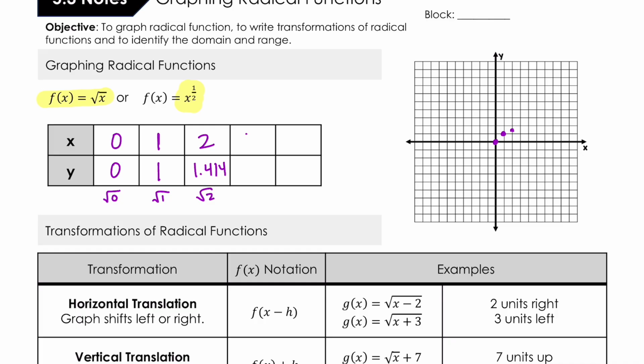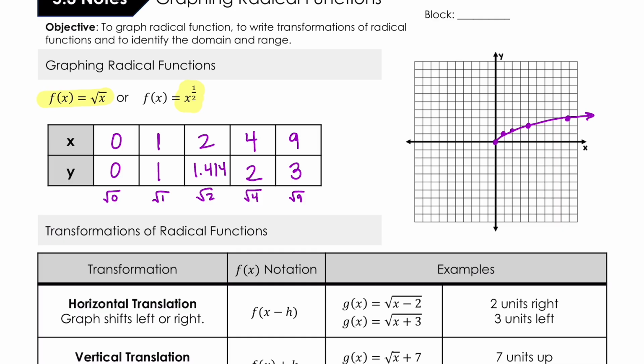So for example, 4, I know the square root of 4 is 2. So I'm going to go over 4, up 2, and that's going to be a nice point on grid lines. And then the next one I know is 9, and the square root of 9 is 3. So 9 comma 3. Okay. And this graph starts at that 0, 0 and only goes to the right from there.